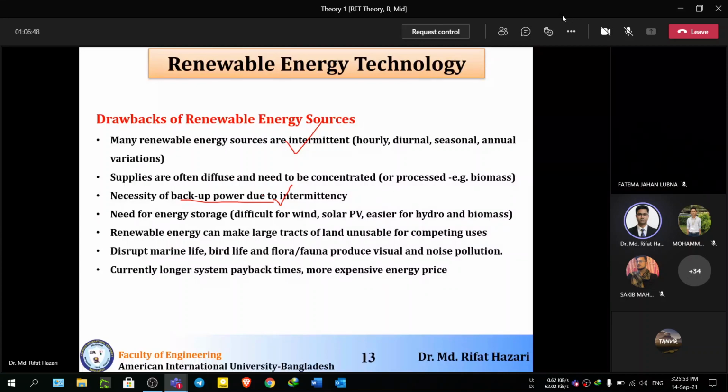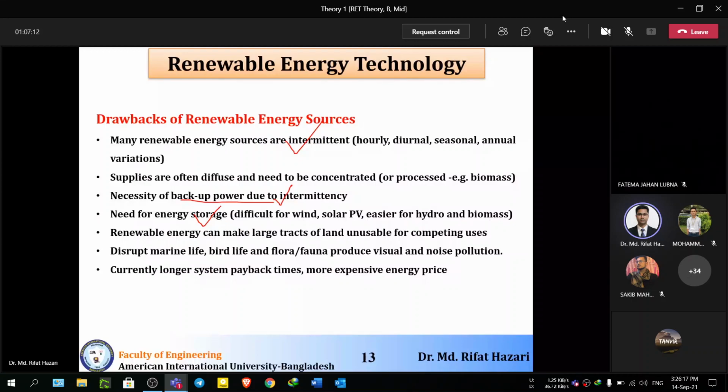You require actually the backup system, and also you require the energy storage. As I told, in the night time you will not get any electricity from the PV system. But what you can do, you can store the energy extracted from the PV system in the battery system, right? So if you store some portion of your PV generation in the battery, in that case you can use it in the night time.